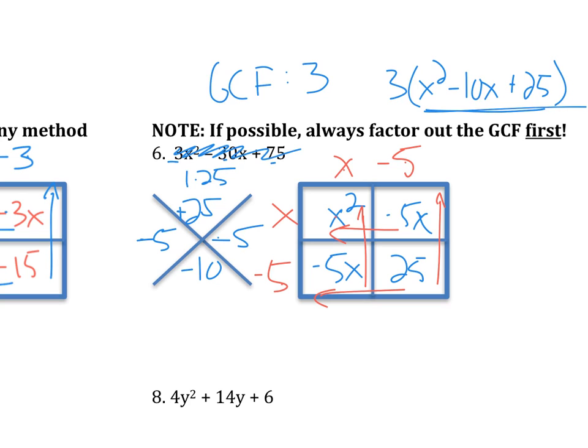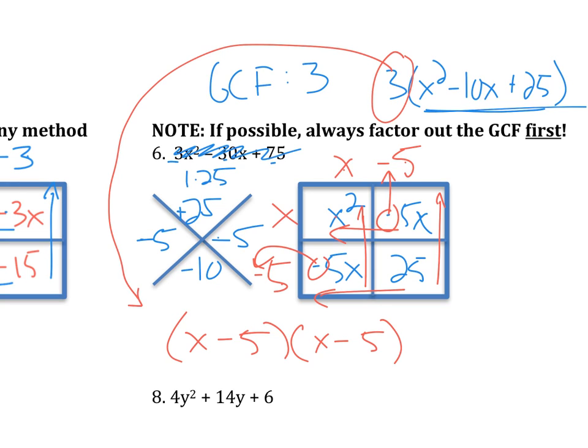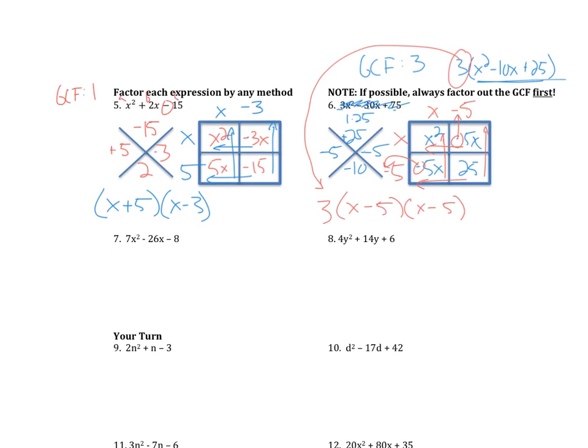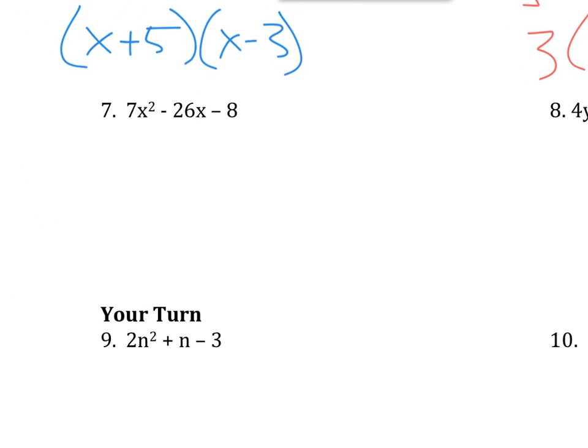So make sure we double check, especially when there's negatives. Those negatives will end up out there, but double checking always works. So then we get x minus 5, x minus 5. And if we left it at this, we'd actually lose a point even though we did all the work. Do not forget that GCF. So then the fully factored answer would be 3 times x minus 5 times x minus 5. All right, let's look at 7.